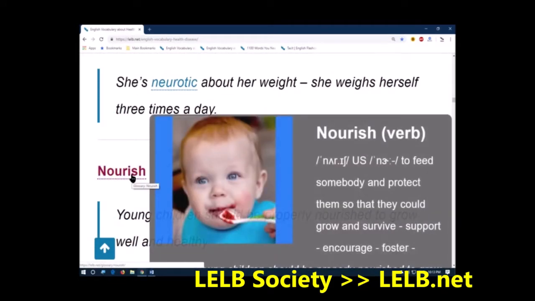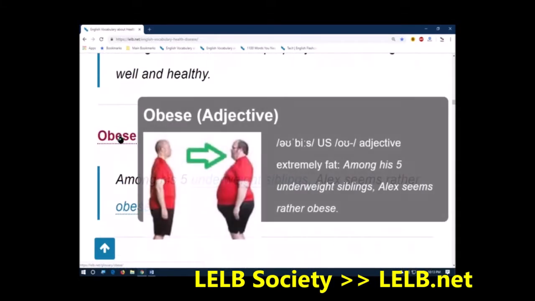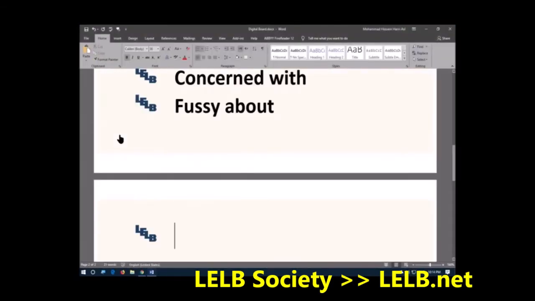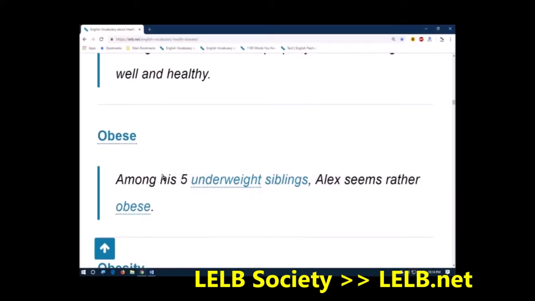Nourish. To feed somebody and protect them so that they could grow and survive, support, encourage, foster, feed. Young children should be properly nourished to grow well and healthy. Obese. Extremely fat, overweight. Among his underweight siblings, Alex seems rather obese.